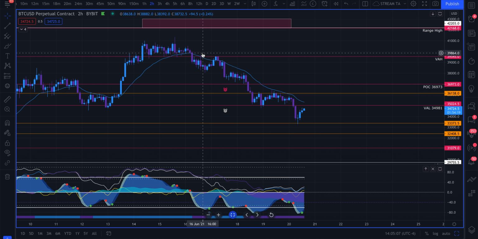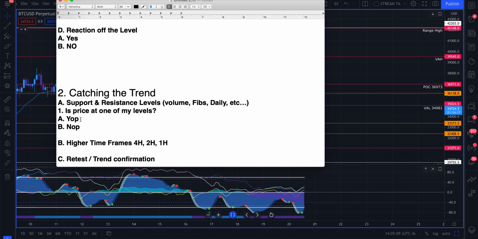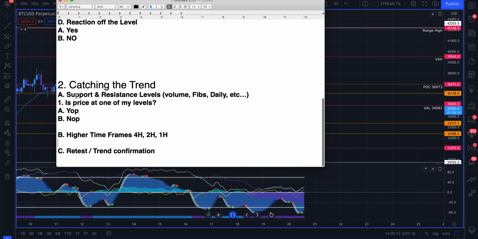So we saw that price was coming to our level, right? We answered the question, which is price at one of my levels? We answered A, yep. Then we look at the higher time frames and we ask ourselves question number 2: which way does price want to go? Multiple choice: A, up, or B, down. So question number 1, yop or nop. Question number 2, up or down.